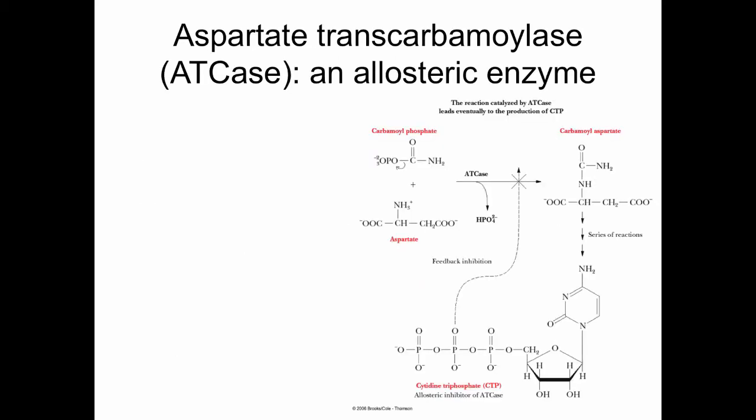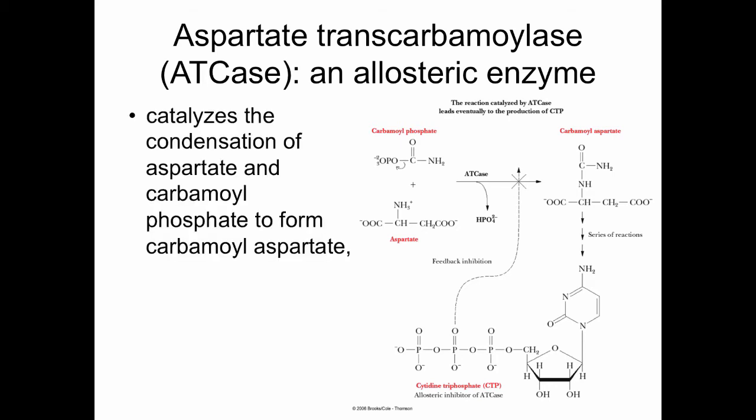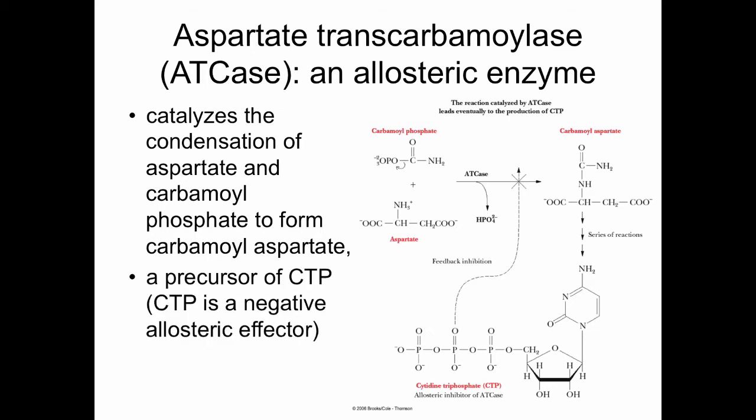Aspartate transcarbamylase, or ATCase, is an example of an allosteric enzyme. This enzyme catalyzes the condensation of aspartate and carbamyl phosphate to form carbamyl aspartate. This carbamyl aspartate undergoes a series of other enzyme-catalyzed reactions, which then is converted to cytidine triphosphate, or CTP. So carbamyl aspartate is a precursor of CTP, where CTP acts as a negative allosteric effector of ATCase.